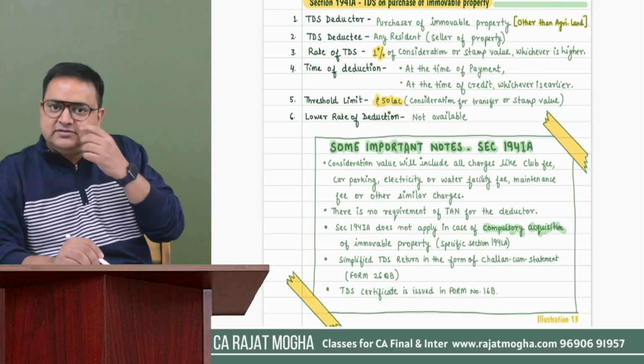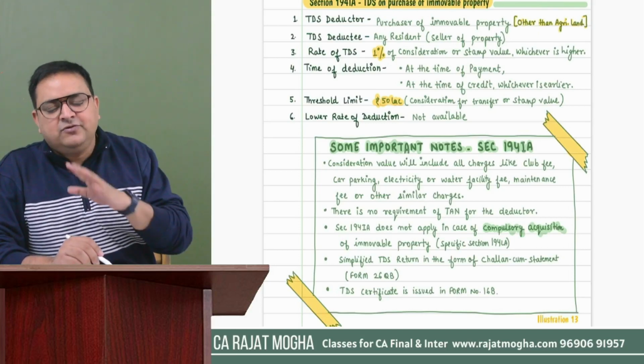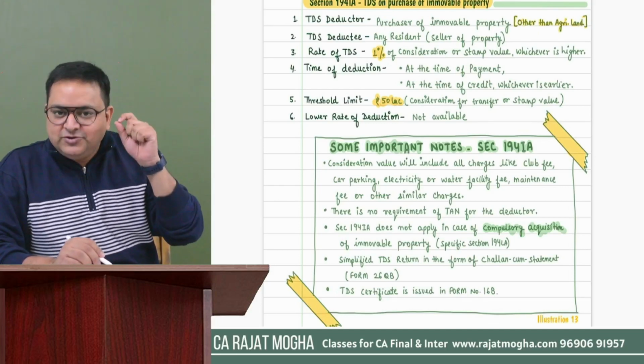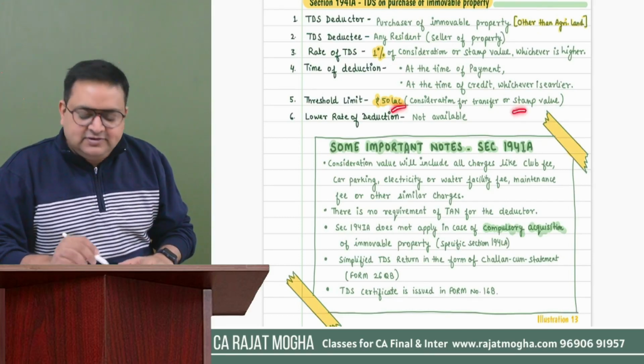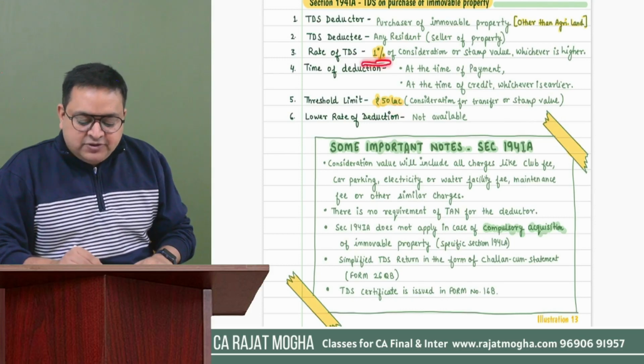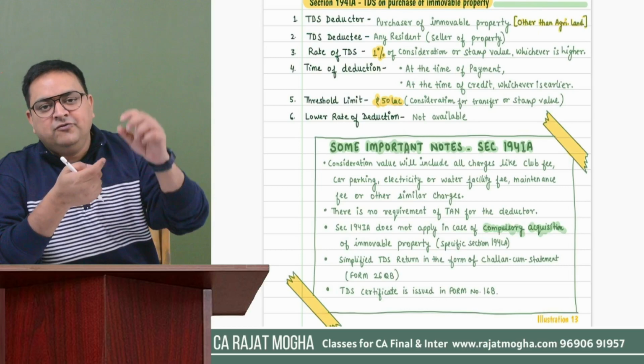On what amount will this threshold limit be considered? If the amount you are paying is more than 50 lakh, then 194IA will apply. But if the amount you are paying is not more than 50 lakh, but the stamp duty value is more than 50 lakh, then also this section can apply, right? And you have to deduct 1% TDS on what amount? The amount which you are paying or the stamp duty value, whichever is higher.